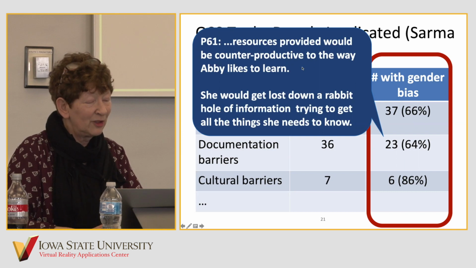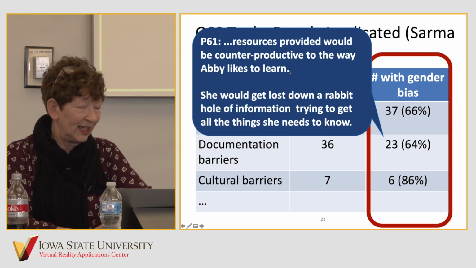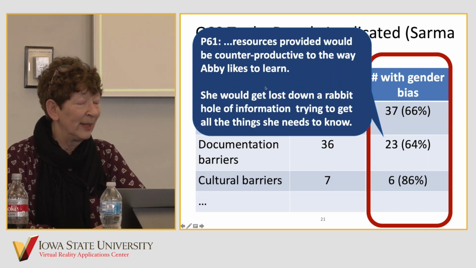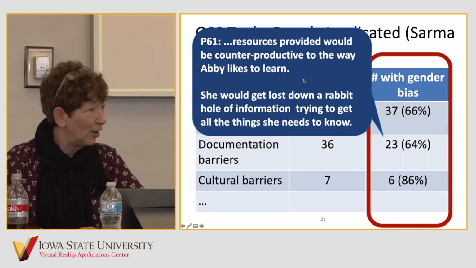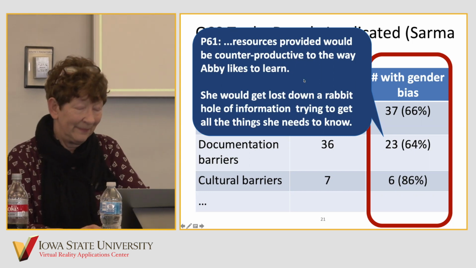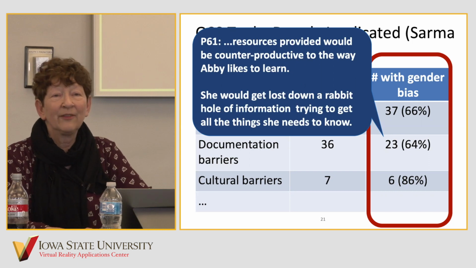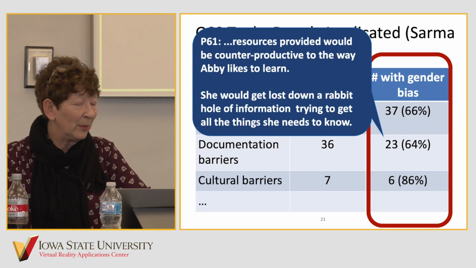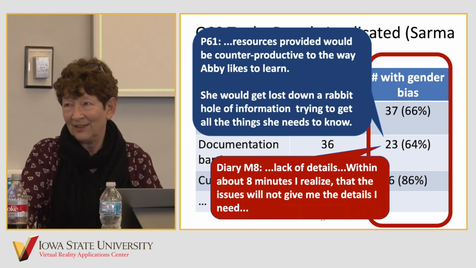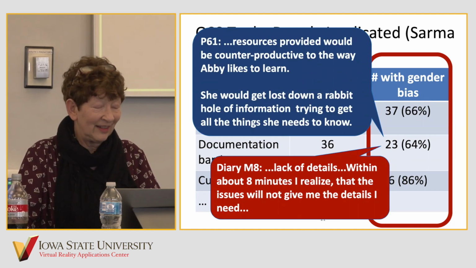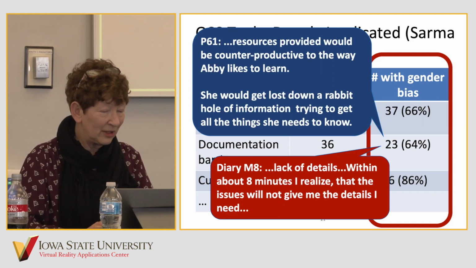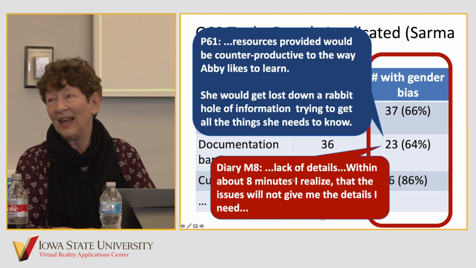As one analyst put it, who was analyzing this particular open source community, he said she would get lost down a rabbit hole of information trying to get to all the things she needs to know. So that's what the open source professionals said using GenderMag. We also collected diaries of the real newcomers. And here's what one of the diaries said, exactly the same thing. There's a lack of details. After about 8 minutes, I realized that the issues are never going to give me the details that I need. Okay, so this is a newcomer backing up what the analyst found.